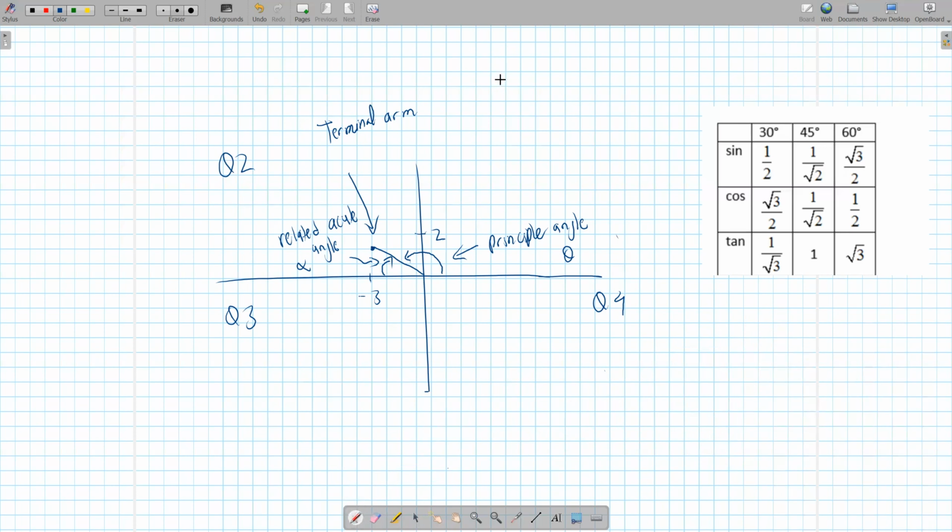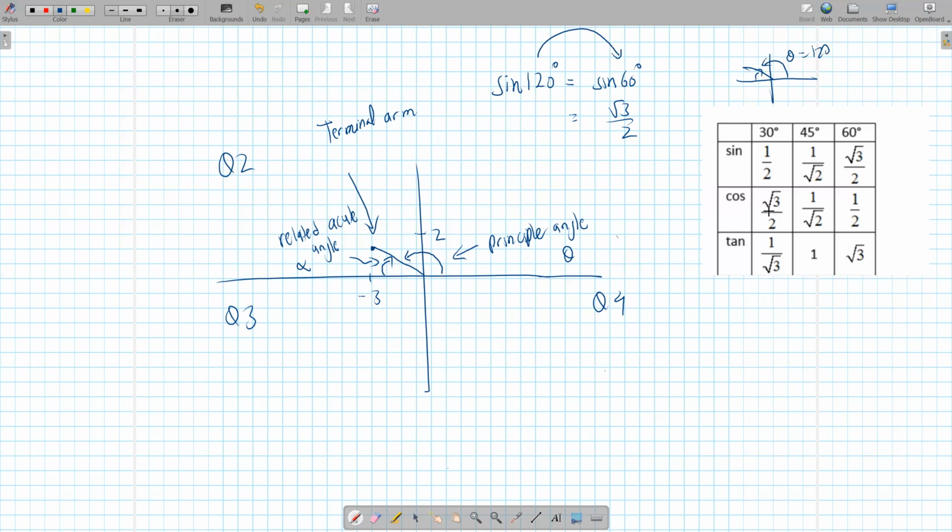Check this out. What if I asked you, what is the value of sine of 120? We know 120 is our principal angle, right? And the relationship is this. The principal angle is the exact same thing as the related acute angle. So sine 120 is sine 60. And what's sine 60? Sine 60 is root 3 over 2. There we go. See that? 120 becomes 60 because that's what the related acute angle is.